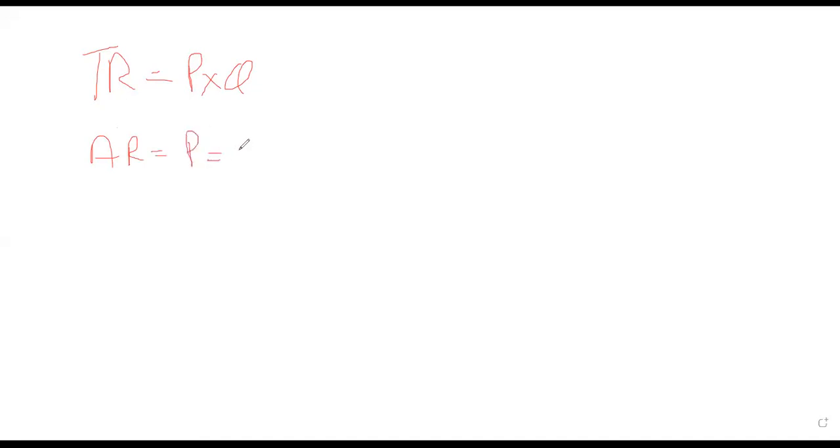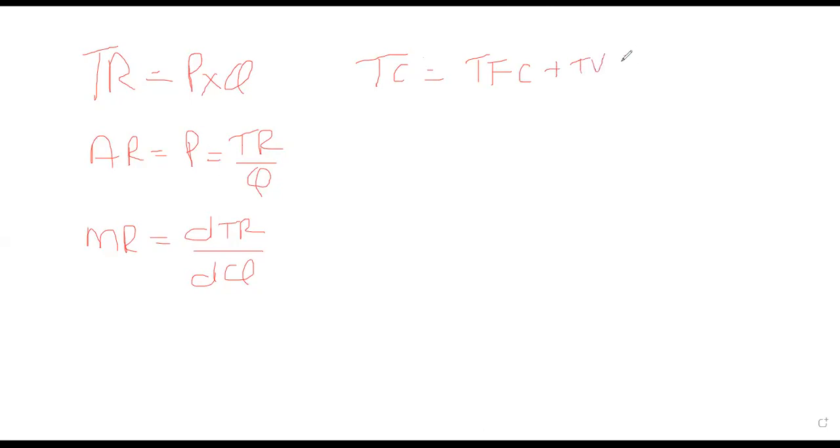Average revenue is a price, which is the total revenue over quantity. Then the marginal revenue is what? Change in total revenue over change in what? Quantity. Total cost is equal to what? Total fixed cost plus what? Total variable cost. Profit, who remembers? Profit is equal to what? Total revenue minus total cost.